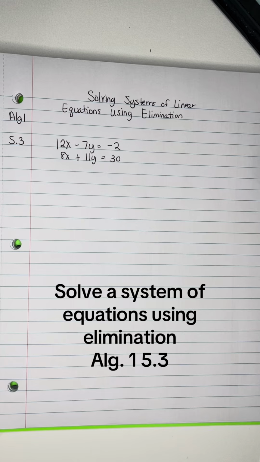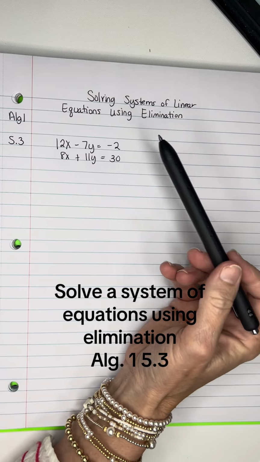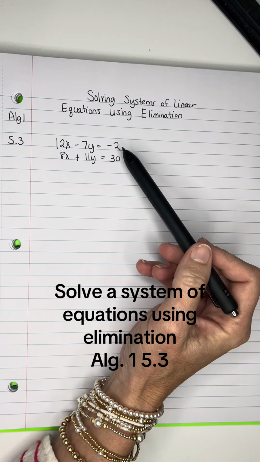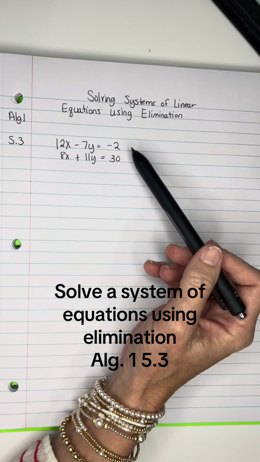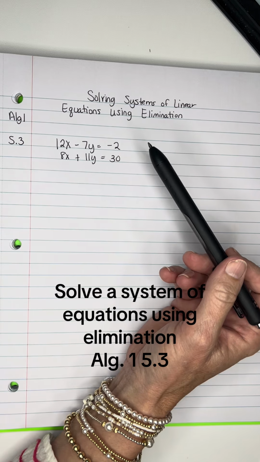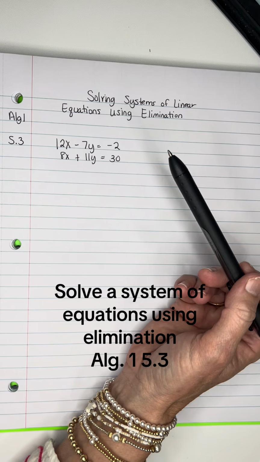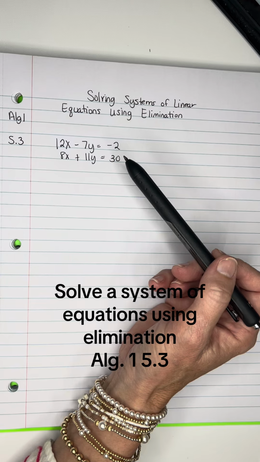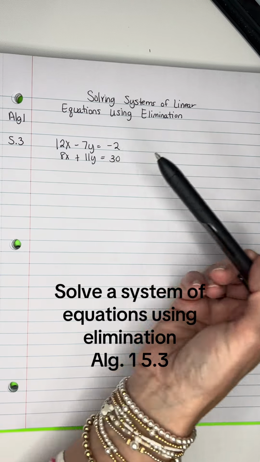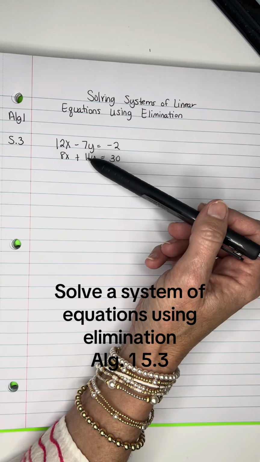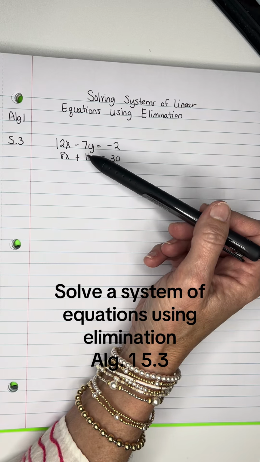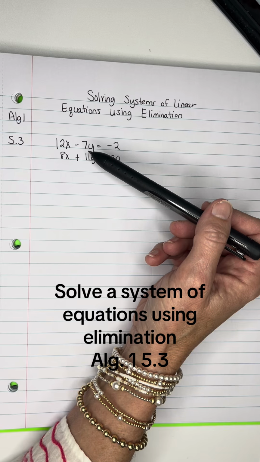I'm going back to solving a system of linear equations using elimination because there weren't very many examples on that. Here I have two equations in standard form, ax plus by equals c, and I'm told to use elimination to solve it. So what I'm going to do is look at the x's and y's and decide which one to eliminate. If I look at the y's, they are already opposites, which I need them to be as far as signs go.